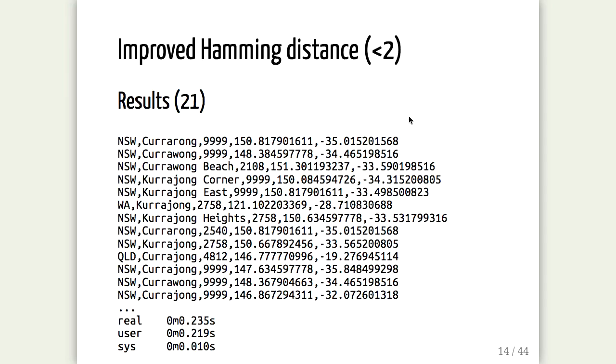I'm rushing ahead of myself. In this case, we've looked for where we've got a distance less than 2, in other words, 0, 1 differences. And in fact, this is even better. We get 21. We get the WA Currajong. And most of these results look pretty much like Currajong. So in fact, this is almost our benchmark for the moment.